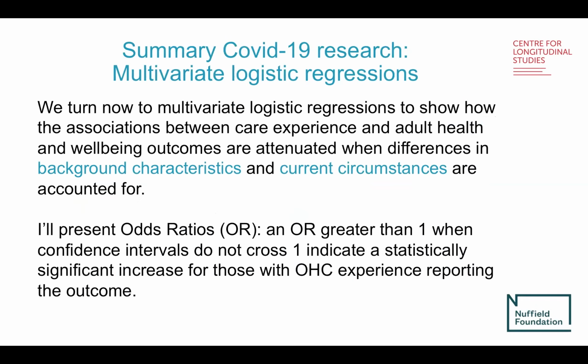Okay, so moving on to the multivariate logistic regressions. These will show us how the associations between care experience and the adult health and well-being outcomes we've looked at are attenuated when the differences in background characteristics and current circumstances are also taken into account. I'm going to present odds ratios on the graph. An odds ratio, essentially, if it's greater than 1 and the confidence intervals don't cross the line at 1, which will become clear in a second, means that there is a significant association with care experience and the outcome of interest.